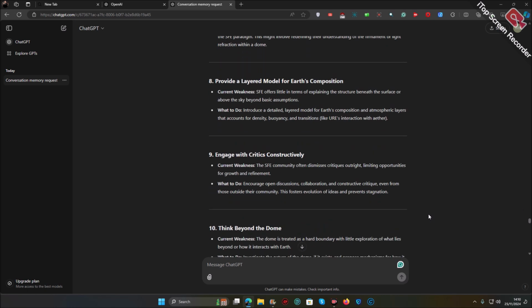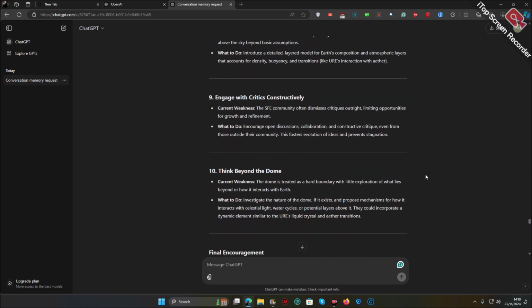Number 8. Provide a layered model for Earth's composition. Current weakness: SFE offers little in terms of explaining the structure beneath the surface or above the sky beyond basic assumptions, i.e. space or whatever. What to do? Introduce a detailed layered model for Earth composition and atmospheric layers that account for density, buoyancy, and transitions like URE's interactions with ether. In other words, you haven't got a metric system, you've got nothing.